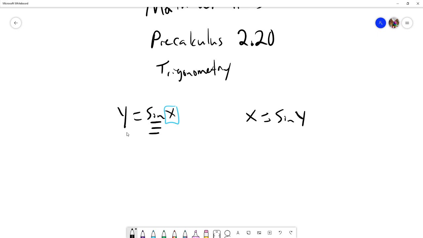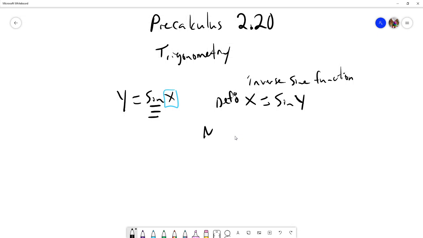So the independent variable for the sine function is the x and the dependent variable is the y, and that is swapped here. So this is for the inverse sine function. This right here is the definition of the inverse sine function.